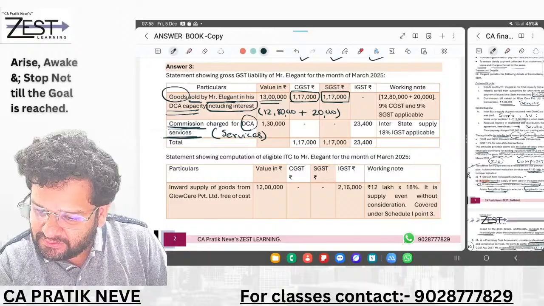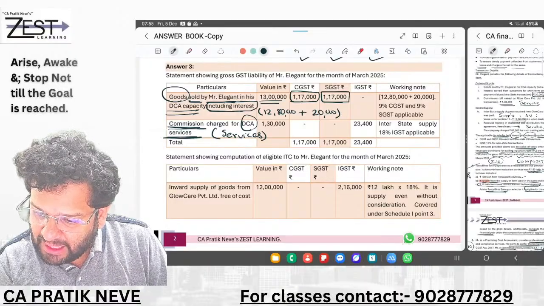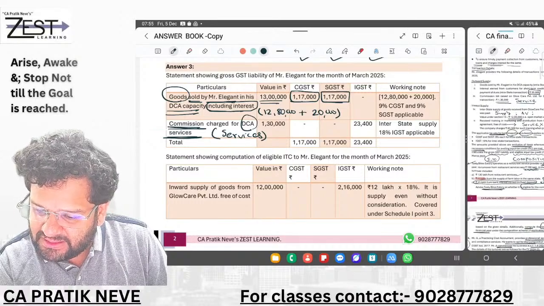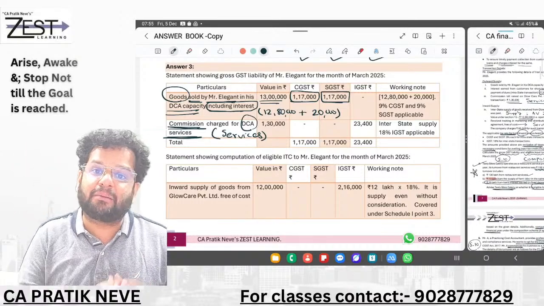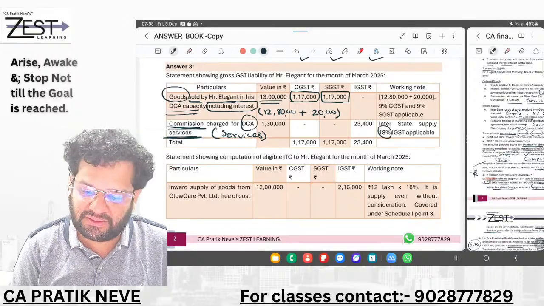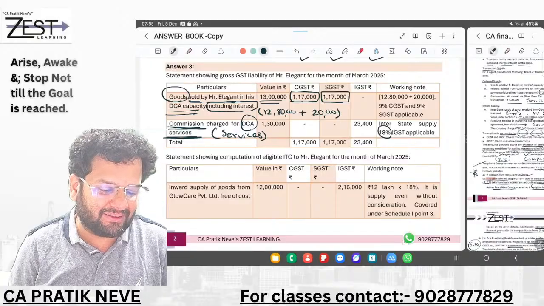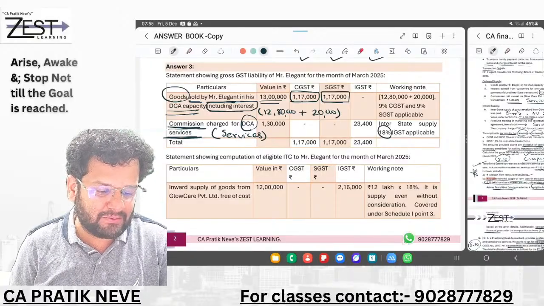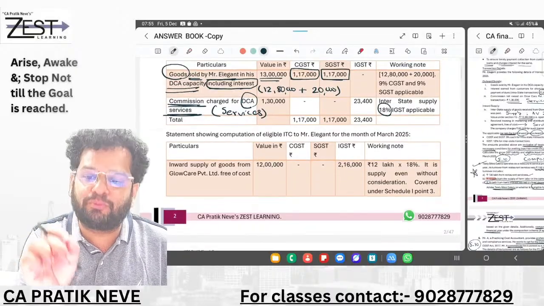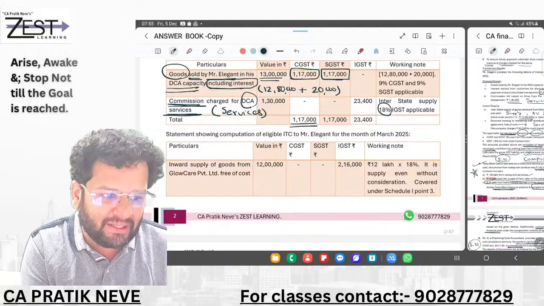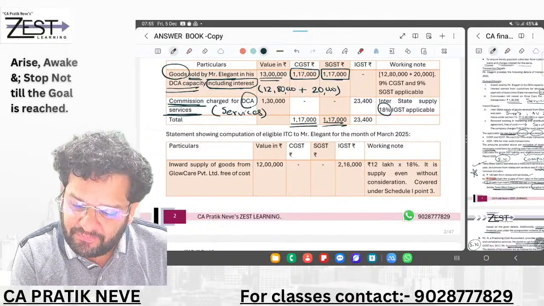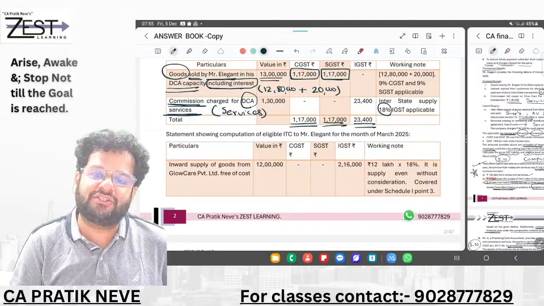Why 18%? It's given that the applicable tax rate for both inward and outward supplies is as follows. So even for supply of this agency services, the rate of GST is 18%. So calculate 1,30,000 into 18%, 23,400. So your overall output tax will become 1,17,000 CGST, 1,17,000 SGST, and 23,400 IGST.